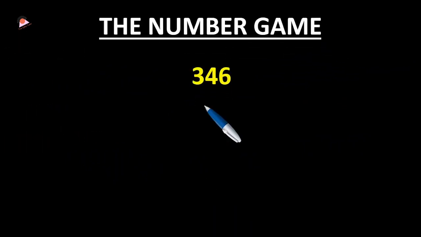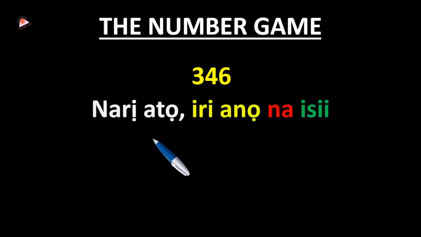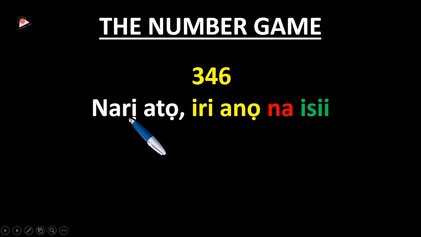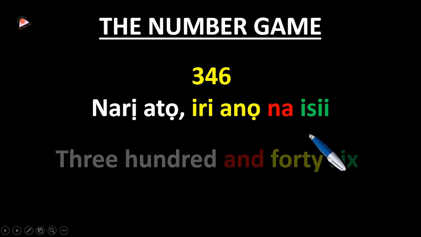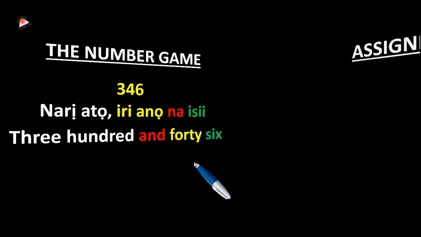Let's try another number. Which number is this? 346. Guess the Igbo name for this. 346. Nare ato, which is 300. Iri ano, 40. Na isi, 6. So we have nari ato, iri ano, na isi, 346.